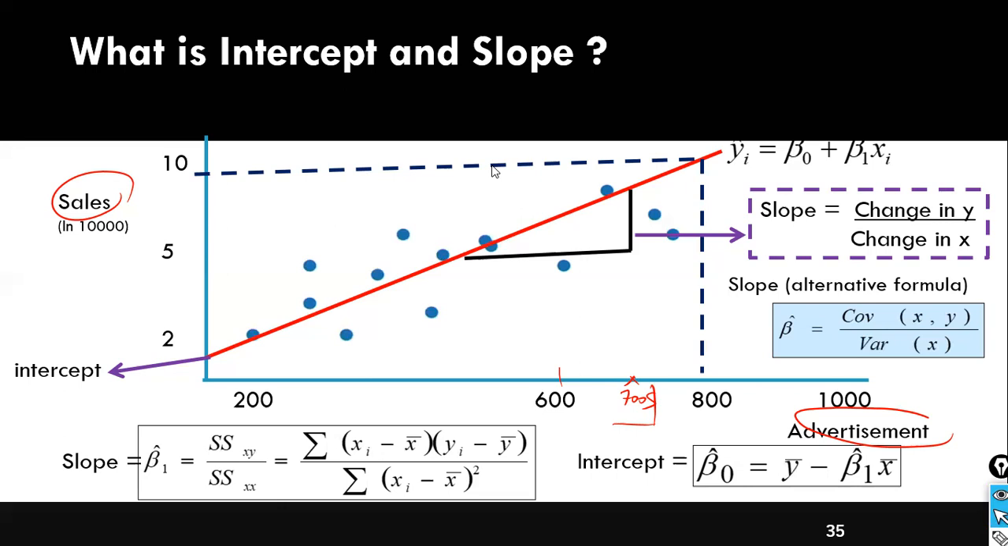I'm sure I discussed this in the last session. Look here, this is the straight line, right? This is called your regression line, also called the best fit line. So here, if I draw a line, listen here, this is a straight line.